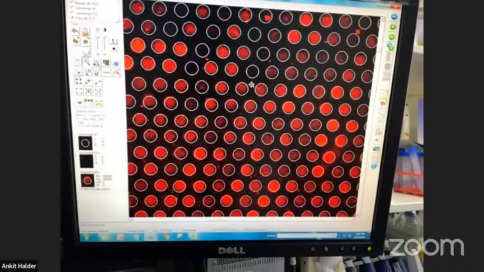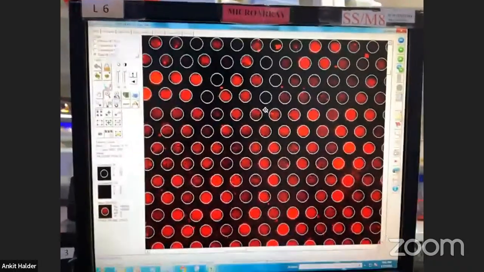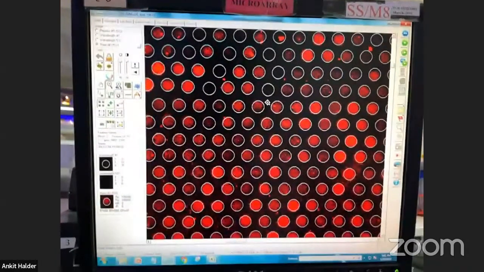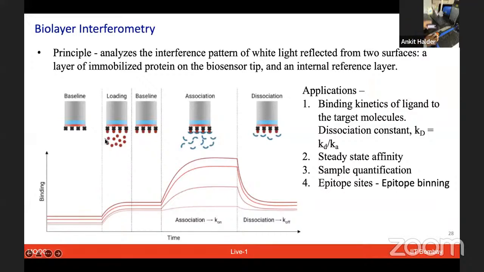So thank you, Arko and Abhilash. Let me now move on to the next technology, which is looking at biomolecular interactions. That's where you can think about how to study protein-protein interactions or protein-drug interactions. And now Shalini will walk you through the BLI, biolayer interferometry based principle.